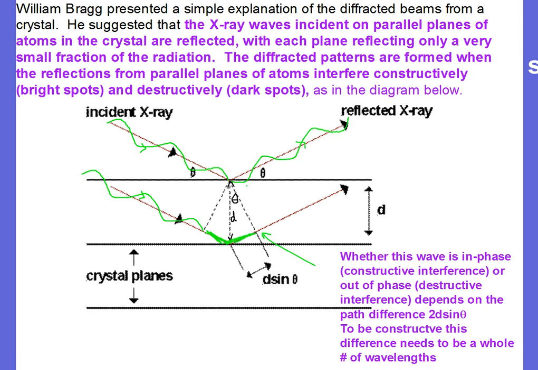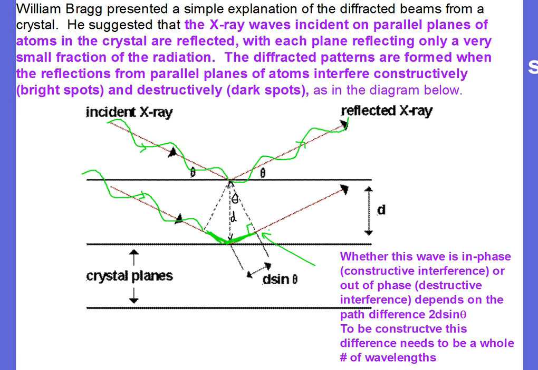And the Braggs realised that the only way they'd be in phase was if that path difference was an exact number of wavelengths, so that they would come out in exactly the same phase as this wave here. And the path difference, this little side here, if the wave's coming in at angle theta, that angle there is also theta. The hypotenuse of this particular triangle is d, and therefore this distance here is d sine theta. So the total path difference for the two waves was 2d sine theta.